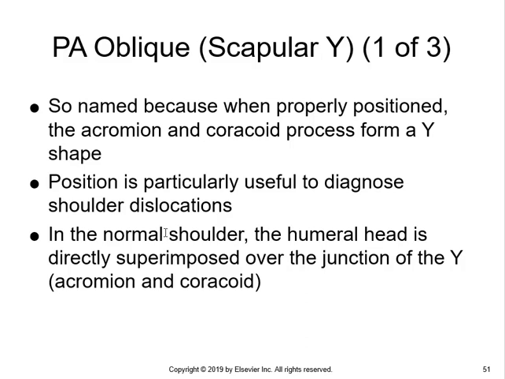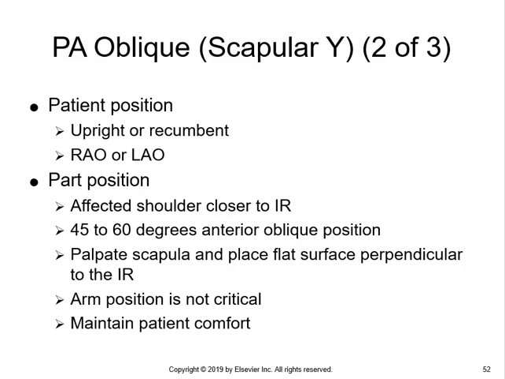But the position is really useful to diagnose dislocations, fractures of both the humerus and of the scapula. And so it's an extremely versatile view of the shoulder and the humerus. So you can position the patient upright or with them laying down. Generally, if they're laying down, you're going to be shooting AP. If you're upright, you can shoot AP or PA.